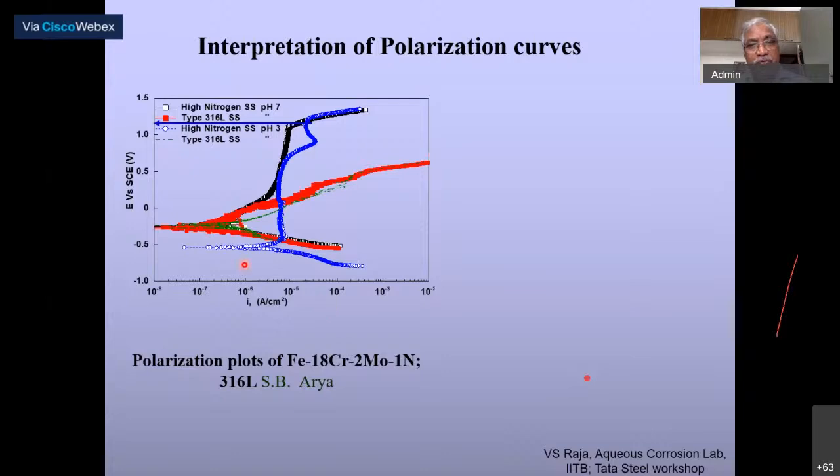Also, if you look a little more closely, you can see that there's a spontaneous passivation. Why spontaneous? There is no active-passive transition, and from the corrosion potential itself, passivation starts here like this. So there's no active-passive transition. Why does the alloy not show an active-passive transition? Because the corrosion potential lies in the passive region of the alloy. So for that you need to know the Evans diagram. Let me come back to the point here.